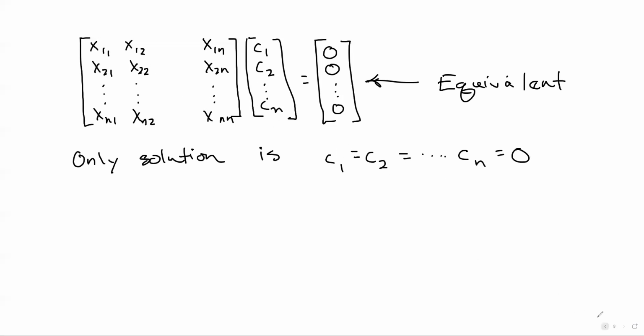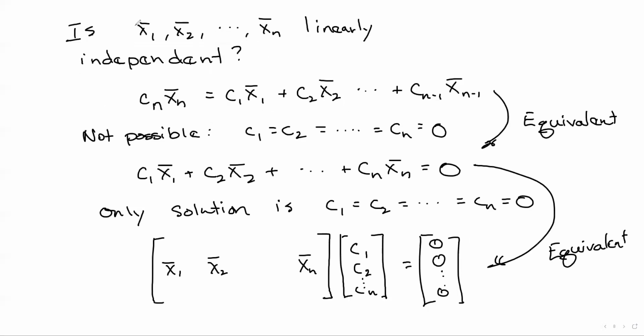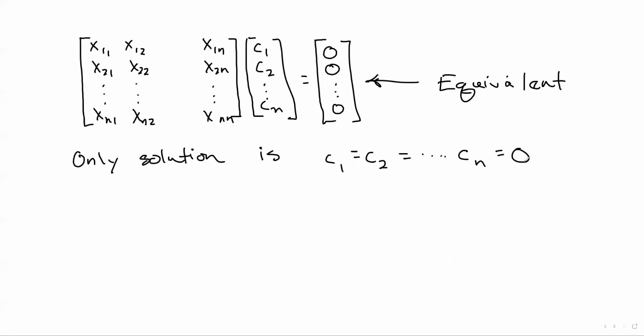So the answer to this question, are these vectors linearly independent, is yes, given this, if this is the case. And given this, if this is the case, that's the same thing as saying given this, that that is the case.